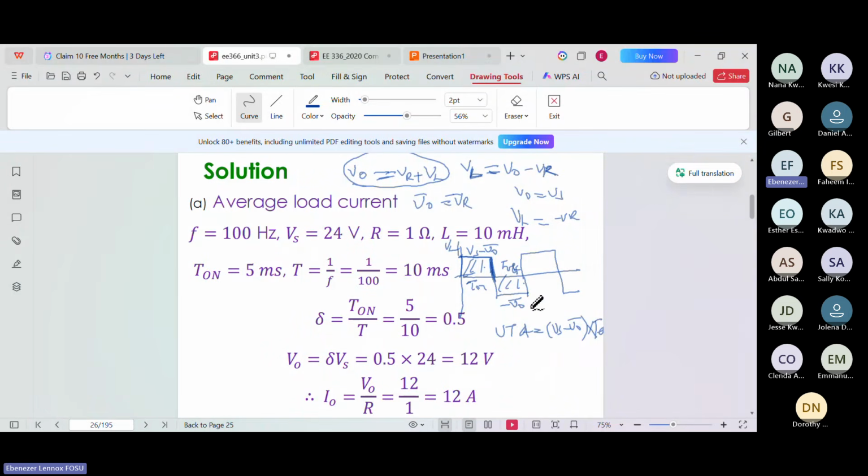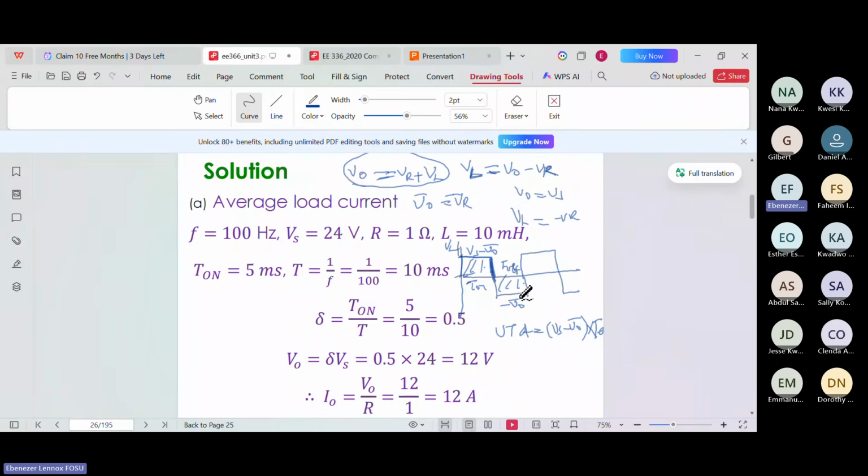All right. So we have to look at what will be the voltage across the inductor during the time that the switch is on, and what will be the voltage across the inductor during the time the switch is off. So that is the two scenarios. We know that the output voltage V naught is equal to VR plus VL, right? So if we make VL the subject, you will get V naught minus VR, which is the one here. So now we have to look at what is happening during the time the switch is on.